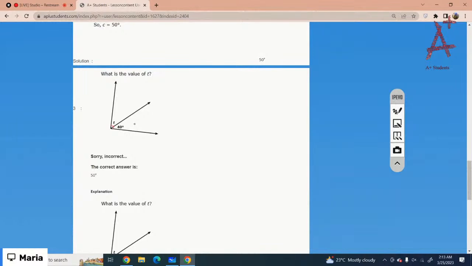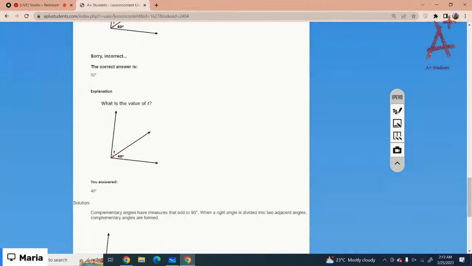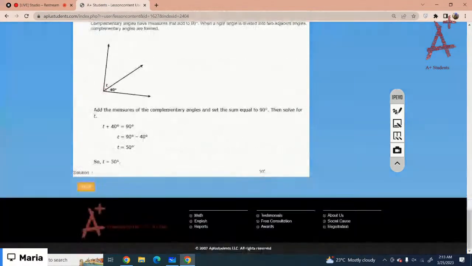Okay, what is the value of T? So basically a complete angle. The sum of T plus 40 equals 90 degrees. Got it? You have to calculate the value of T. So T plus 40 equals 90 degrees. So move 40 to the other side, it would be 90 minus 40 equals 50. So T equals 50. Got it?